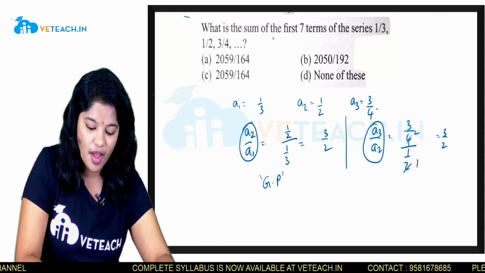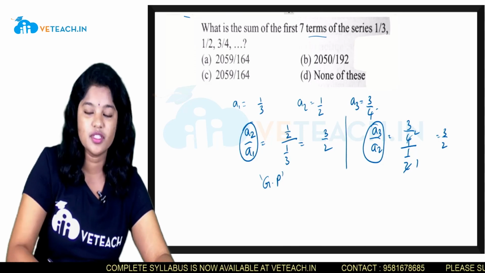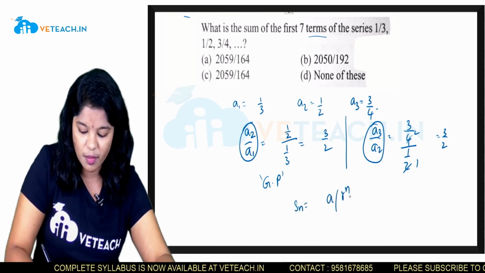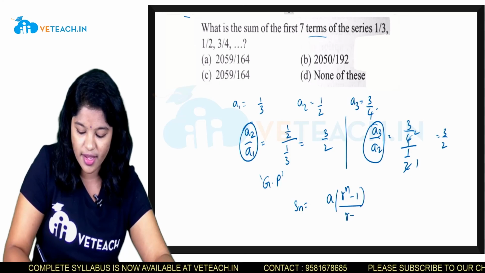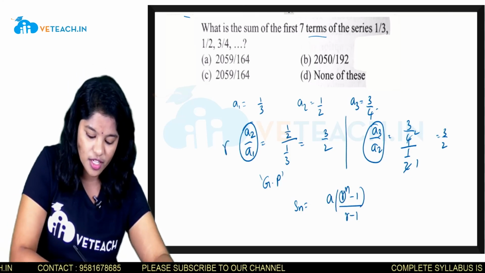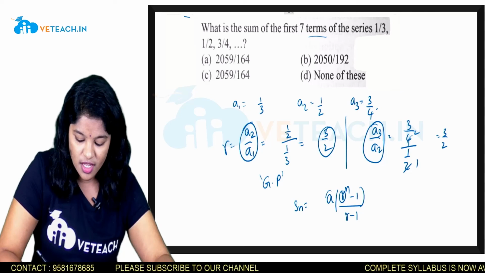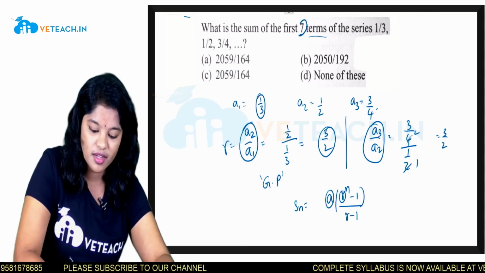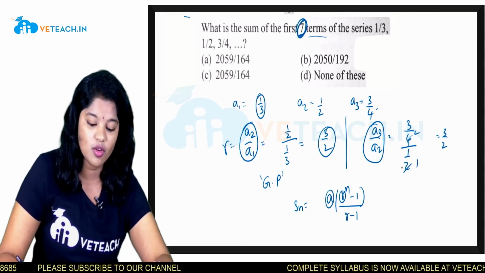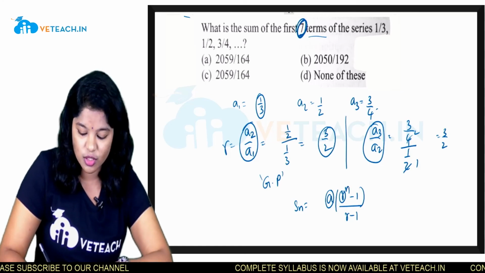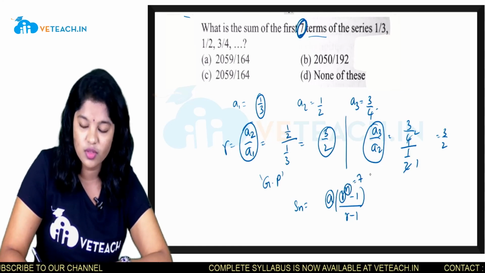They asked us to find the sum of the first 7 terms. So the Sn formula is equal to A into R power n minus 1 divided by R minus 1. Here R is nothing but the common ratio, that is 3/2. A is the first term, that is 1/3, and n is nothing but 7, because in the question they have given to find the sum up to 7 terms. So the total n value should be equal to 7.